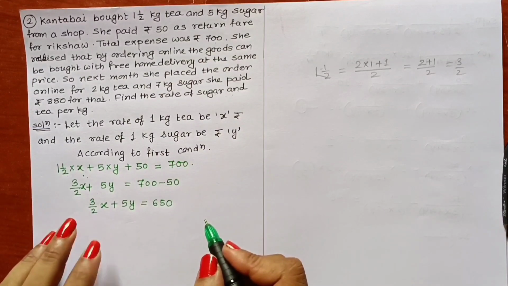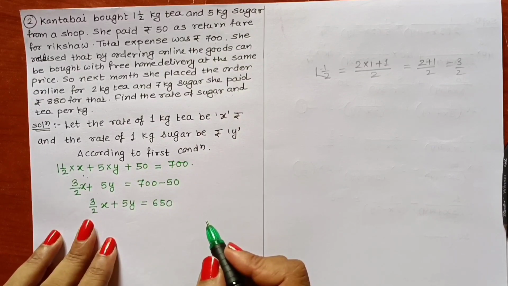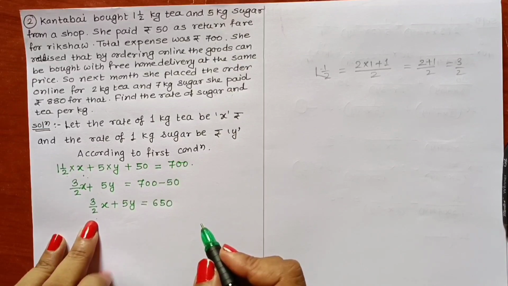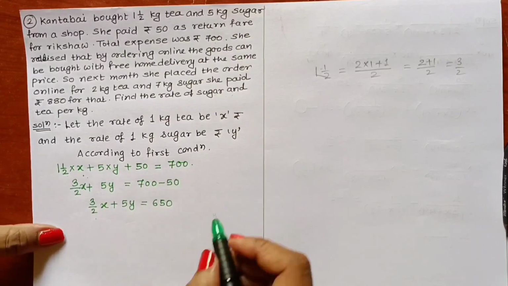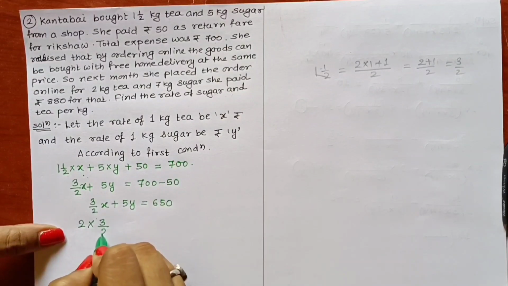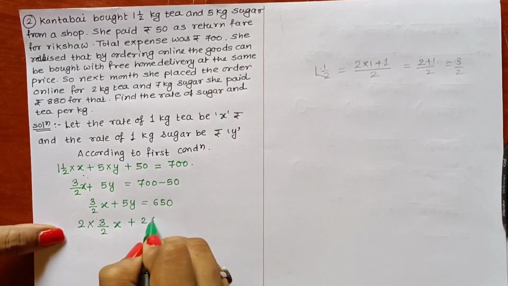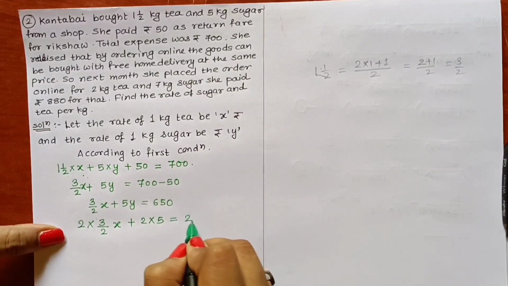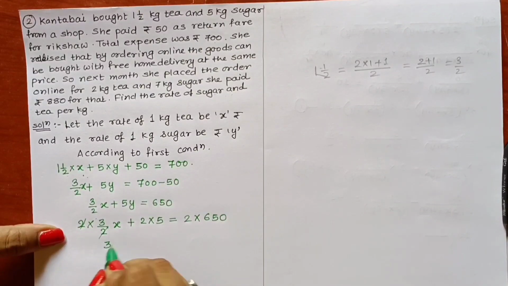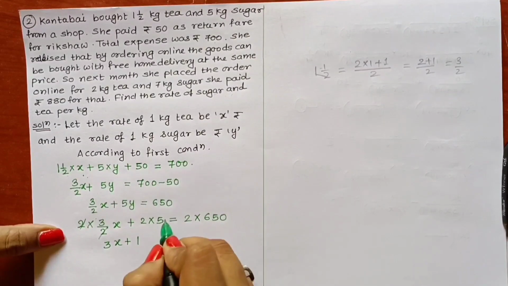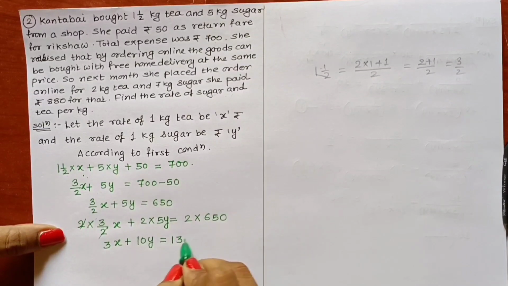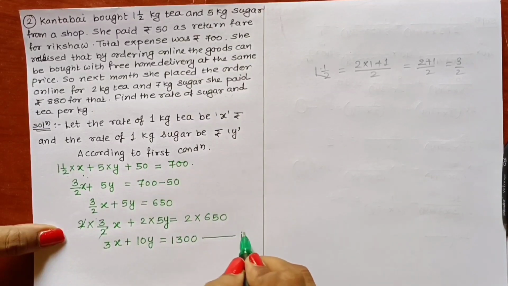Now 2 is there in the denominator. We know when a number is there in the denominator, we will have to remove that number from the denominator. So how to remove? If you multiply throughout the equation by 2, you will get the correct number. So let us multiply by 2. 2 into 3 upon 2 x plus 2 into 5y is equal to 2 into 650. Now here 2 gets cancelled, we get 3x plus 10y is equal to 1300. This will be our equation number 1.